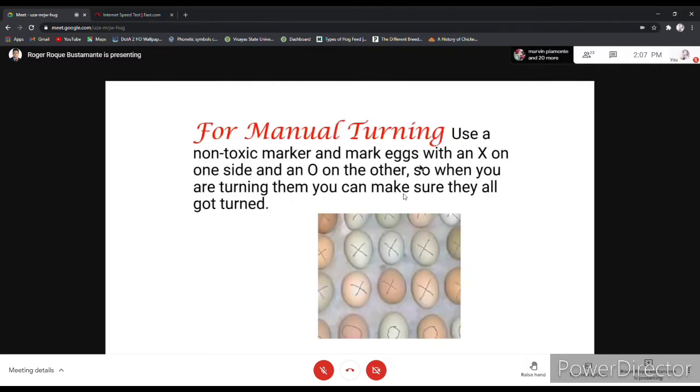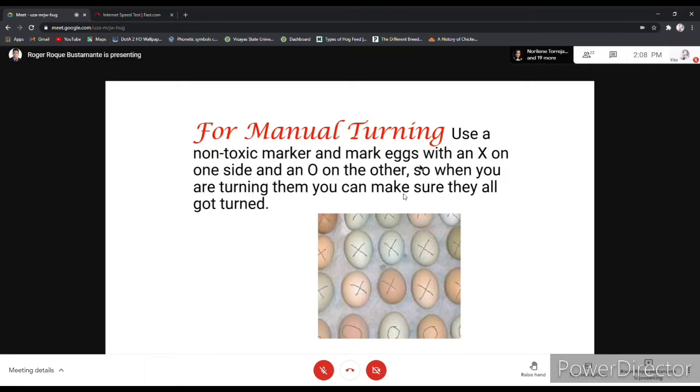For manual turning, you can use a non-toxic marker to mark the eggs with an X on one side and an O on the other side. When you are turning them, you can make sure that they all got turned. For example, this morning all the eggs are marked X. In the afternoon they should show O, meaning they have been turned. But if in the morning it is X and in the afternoon it is still X, that means it was not turned.